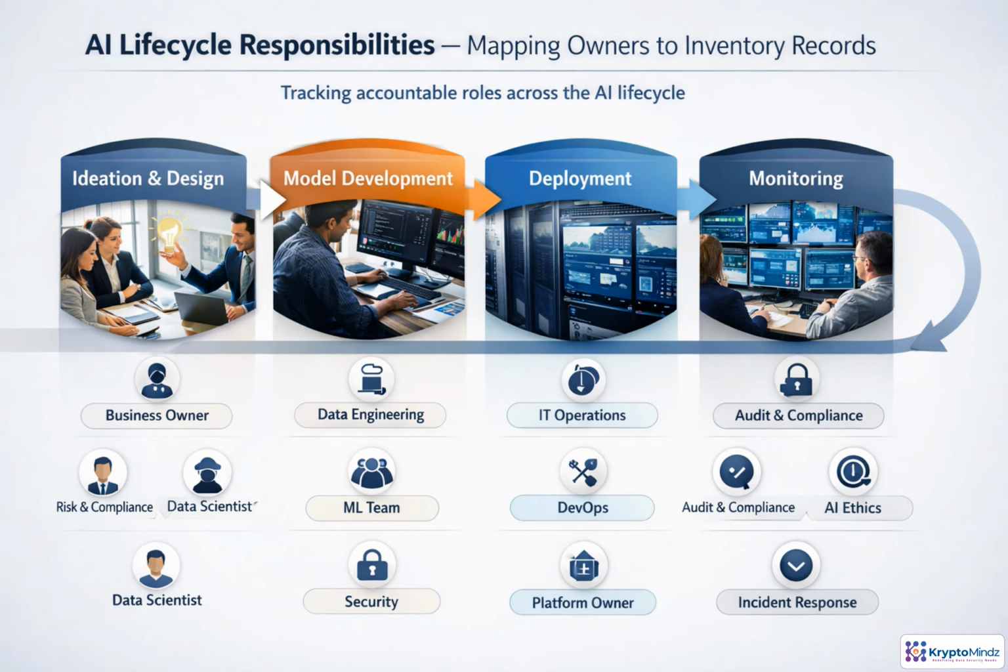For every AI system in the inventory, ownership has to follow the system through its lifecycle. The business owner defines purpose and accepts outcome risk. Data, model, security, compliance, and platform teams contribute controls and evidence as the system is built, validated, deployed, and monitored. The key is separating who performs the work from who is accountable. If ownership is unclear, approvals, validation, incident response, reviews, and retirement decisions become unreliable.